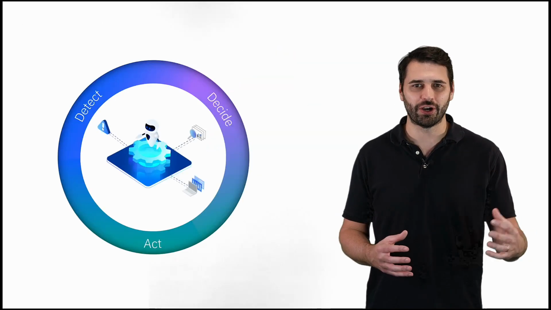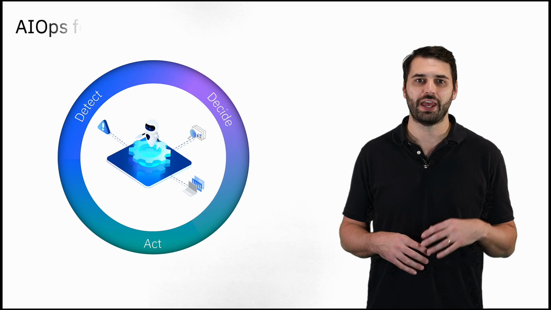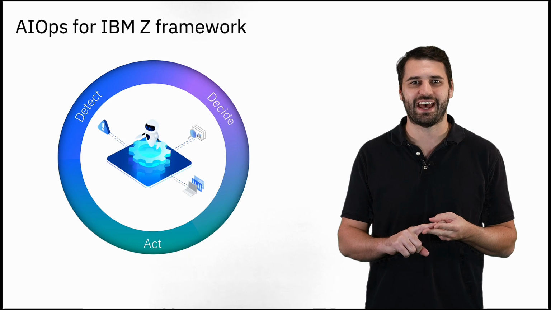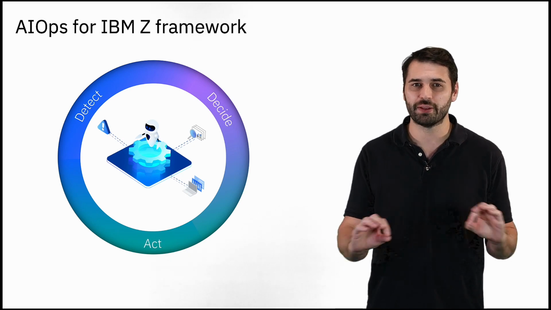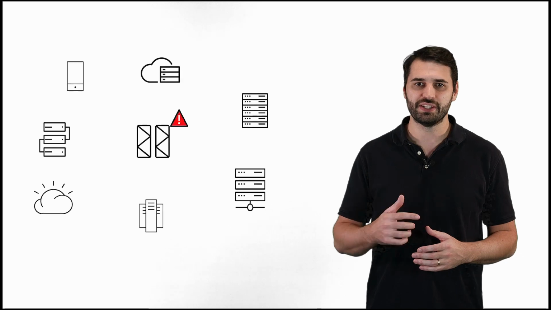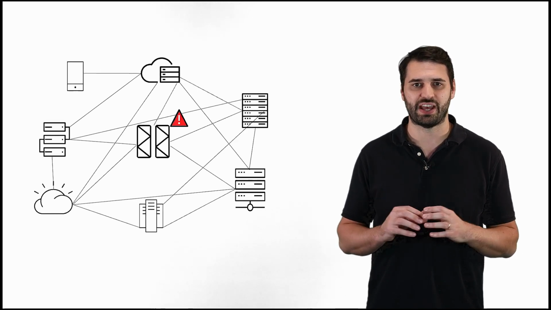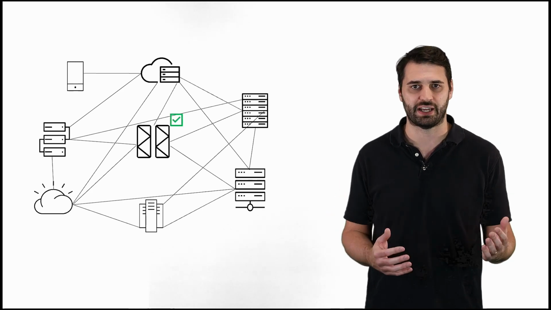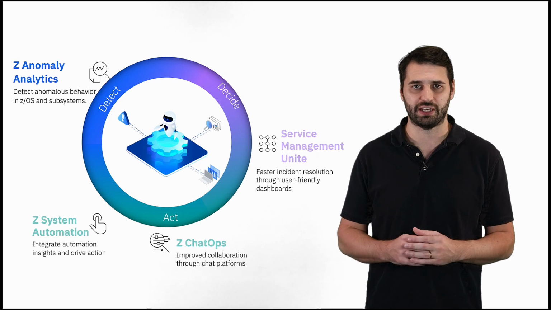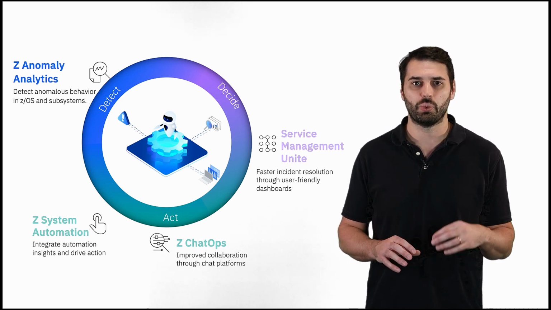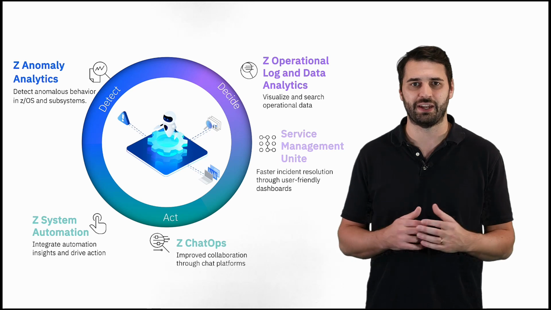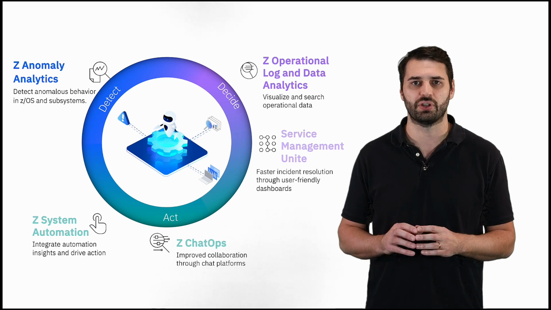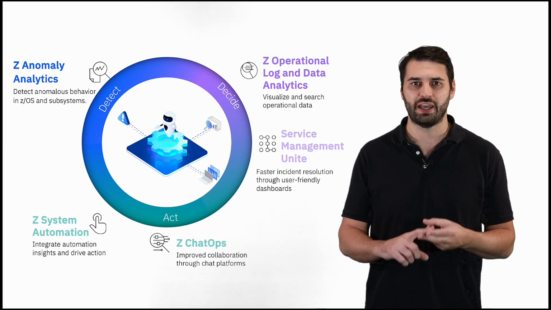The IBM approach to artificial intelligence for IT operations, or AIOps on IBM Z, entails three technology capability areas for detect, decide, and act that when combined enable automation to drive operational resiliency. In this video, we will showcase a complex business application problem that requires a comprehensive view of the data for proactive anomaly detection using IBM Z Anomaly Analytics. We will also be illustrating integrations with IBM Z operational log and data analytics for root cause analysis. The scenario also highlights previously shown integrations with OMEGAMON, Service Management Unite, and Z ChatOps.